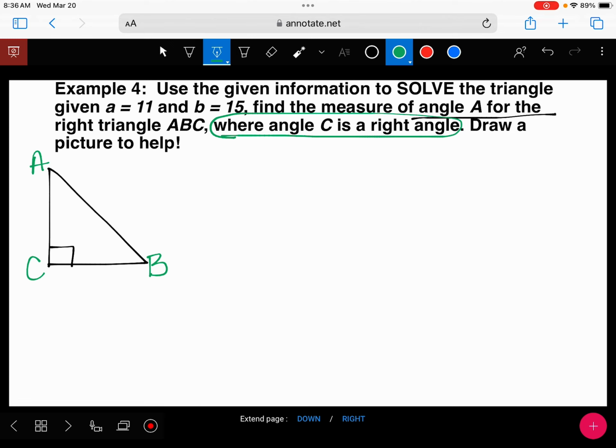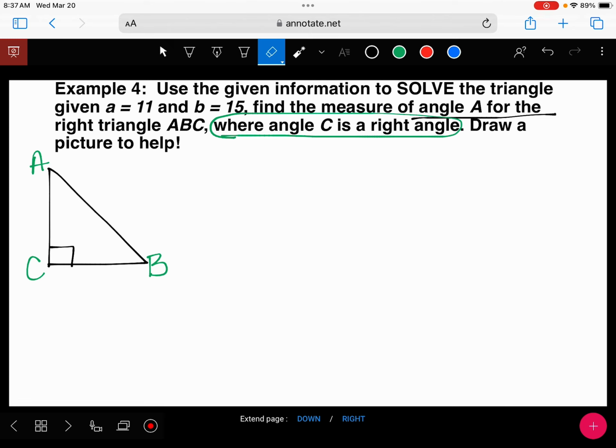Then they also tell us little a is 11. So little a is across from big A, and little b is across from angle B, so that has to be here. So we can't do triangle sum because we only know one angle. Let me do A is 11. Oh, did I flip that? Let me fix that. Thank you so much, Caitlin.